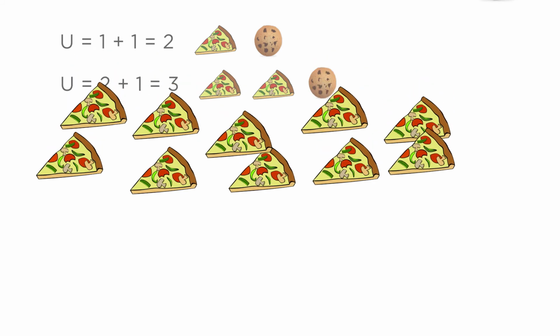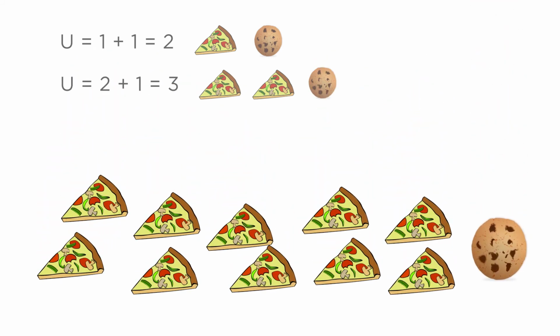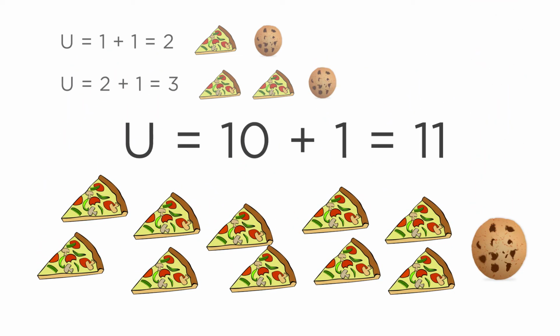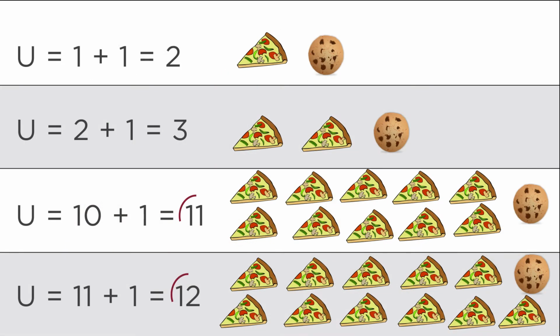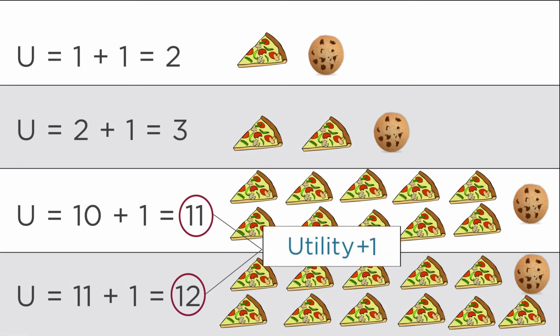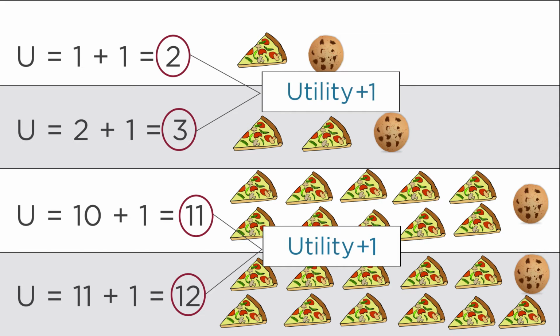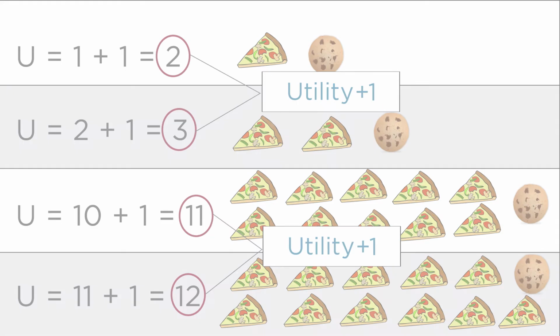Now let's say you start with 10 slices of pizza and 1 cookie. Your utility is 10 plus 1 equals 11. Now you're totally full. You can't imagine ever being hungry again. But let's say you add 1 more slice of pizza. Utility goes up to 12. It went up by 1. But this is weird, because the second slice of pizza also made your utility go up by 1. This violates our assumption of diminishing marginal utility. It'd be pretty weird if the 10th slice of pizza made you just as happy as the second slice.